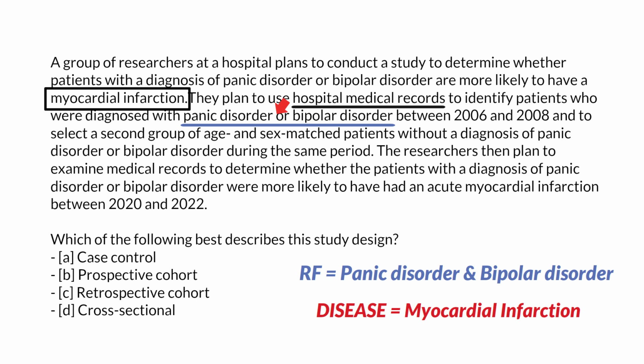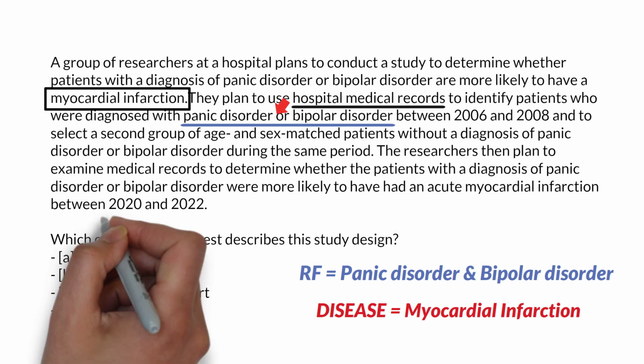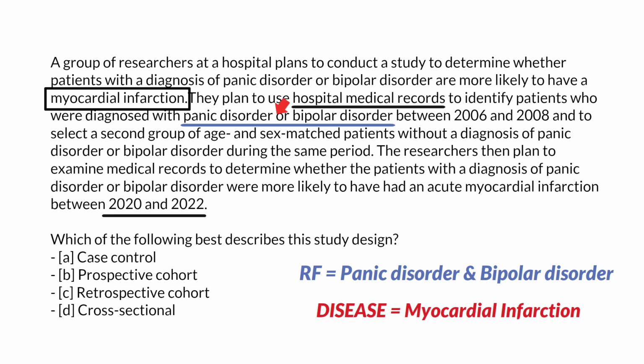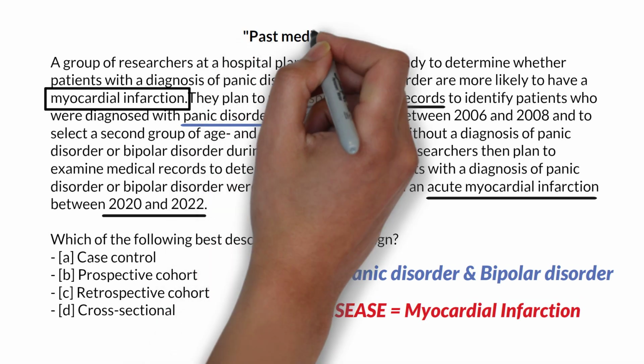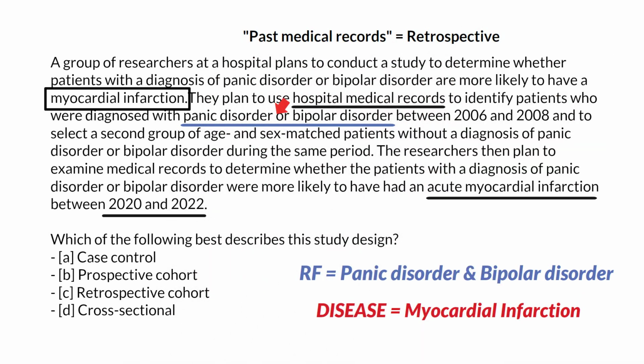Alright? So we initially identify patients based on the exposure to risk factor status. After that, we are going through their recent medical records between 2020 and 2022 to find out if they developed the disease or not. So going into past means retrospective. We first found patients with and without the risk factor, with and without panic disorder or bipolar disorder. So this is a cohort study, right?